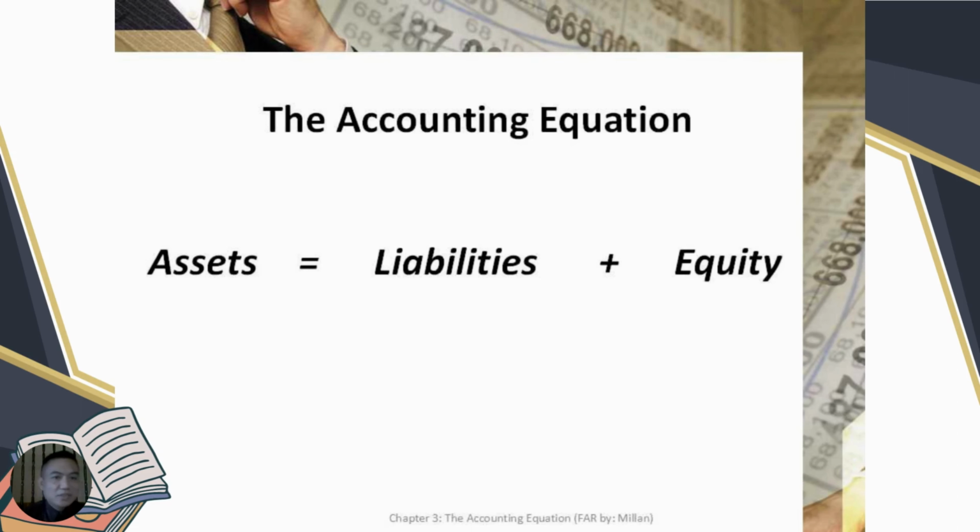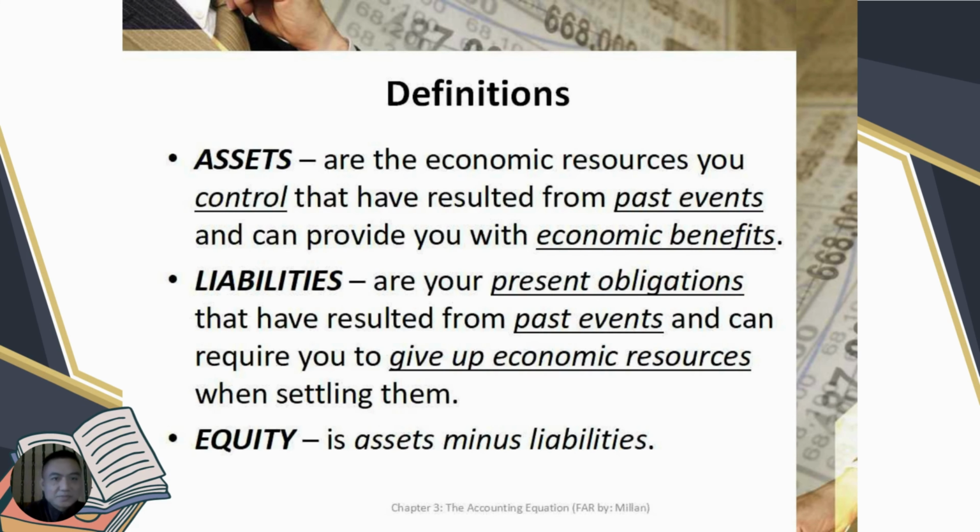And what is our accounting equation? Again, assets equals liabilities plus equity. So let us define the different elements based on the accounting equation. What do you mean by assets?